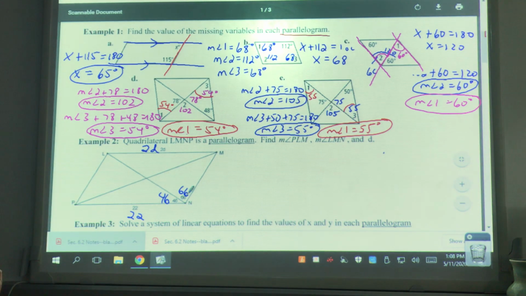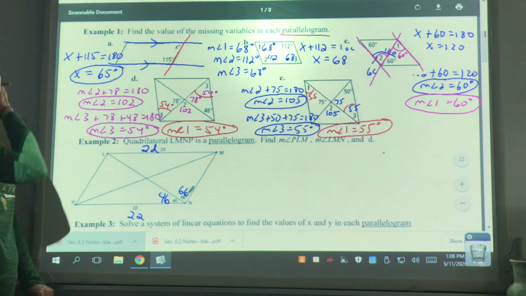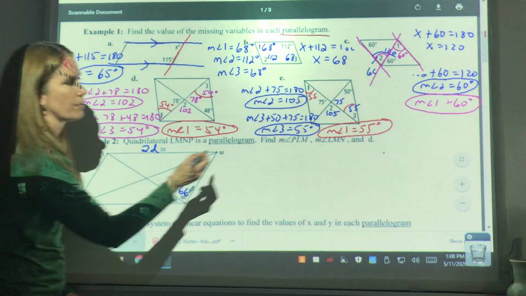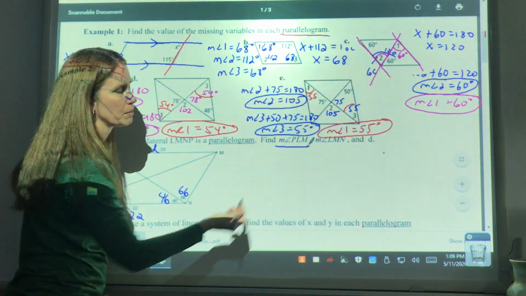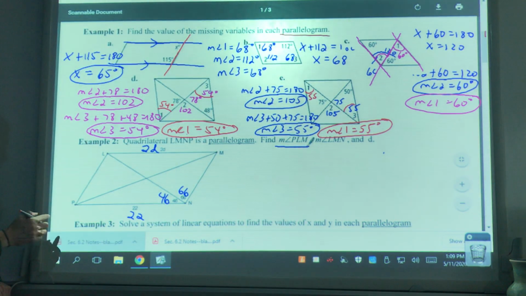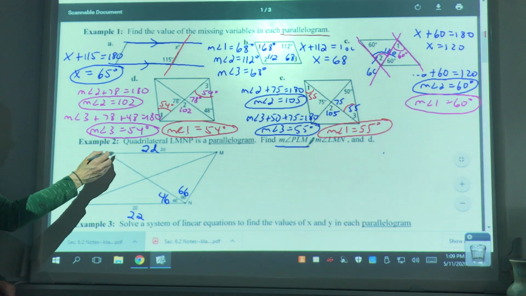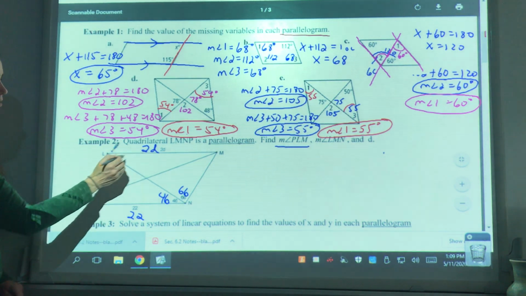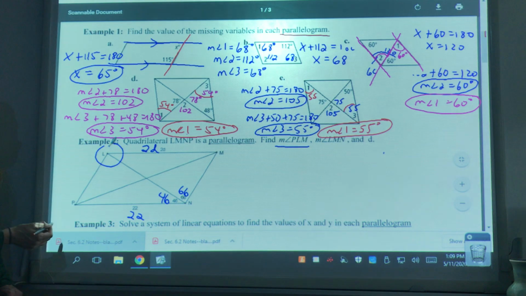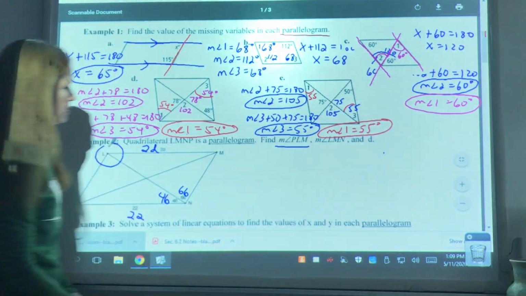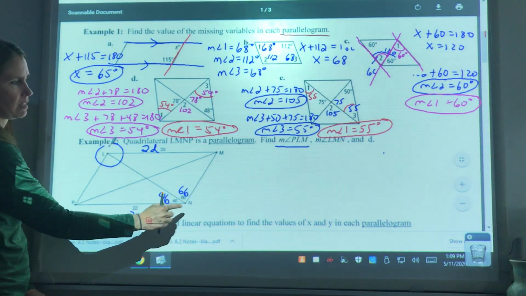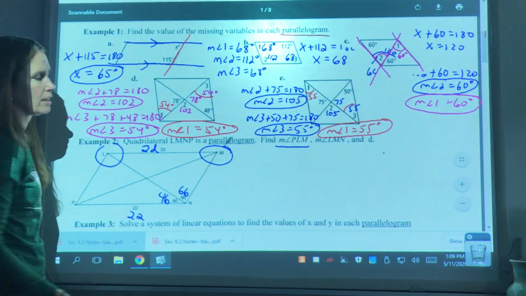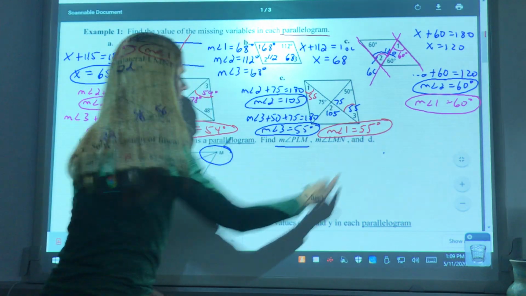And I think that's it. So they're telling us it's a parallelogram again. They want us to find the measure of angle PLM, which, if we look for that, is this angle right here. PLM is basically this whole thing over here. LMN is talking about this whole angle over here, and D.